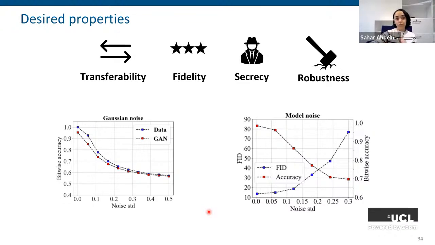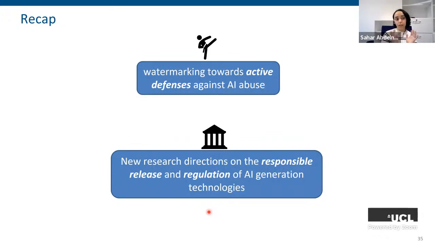Okay, so the takeaway from these two works that I talked about is that their motivation is quite similar: we want to move towards active defenses against AI abuse instead of relying on passive defenses that might not be very sustainable in the future. And we hope that this would open some new research directions on the responsible release and the regulation of AI generation technologies in order to actively and proactively prevent such misuse and such threats and dangers of AI.